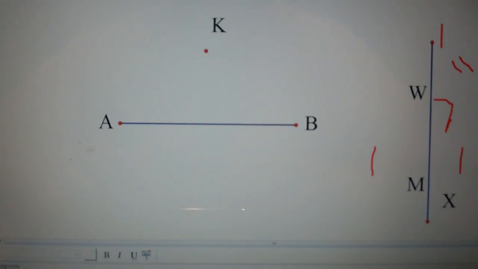Well, if I knew that the point K was equidistant, that the distance from K to B is the same as the distance from K to A, if I knew that those two distances were the same, then I could say, yes, this point K would be on the perpendicular bisector of AB. So let me show you what that looks like.